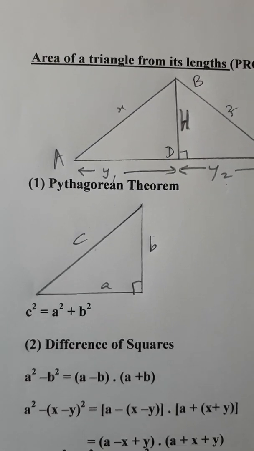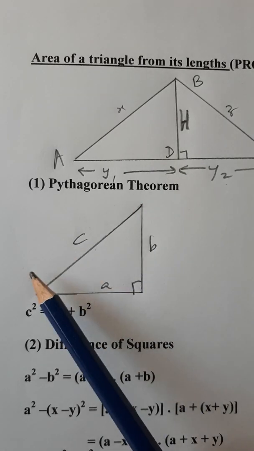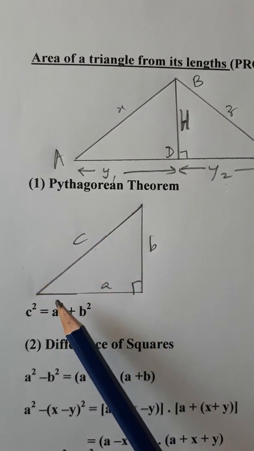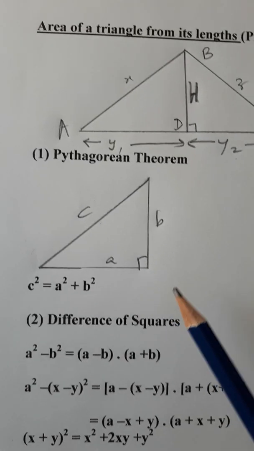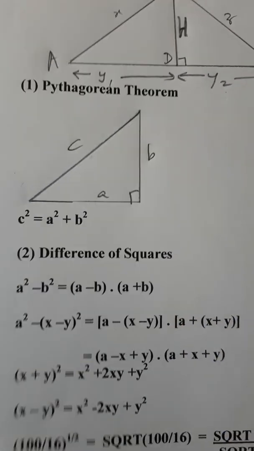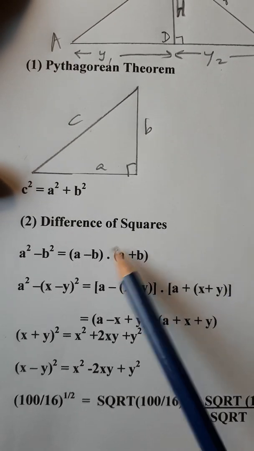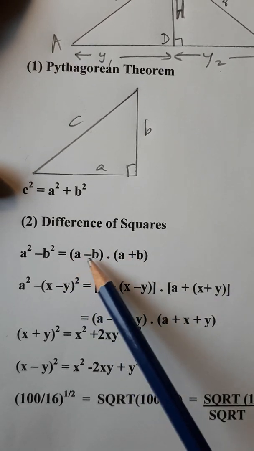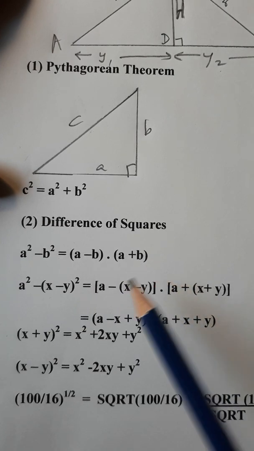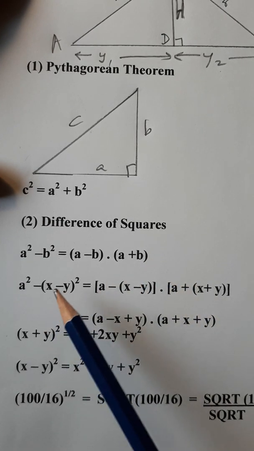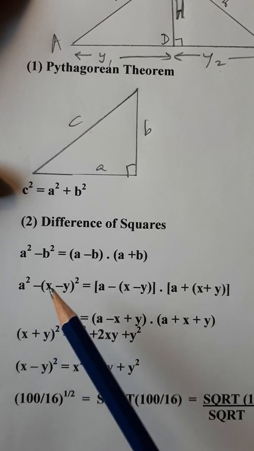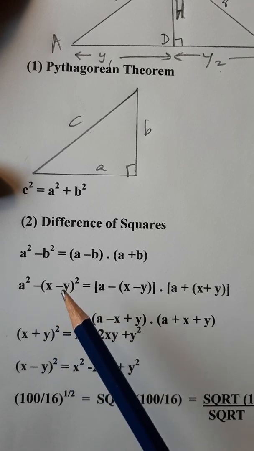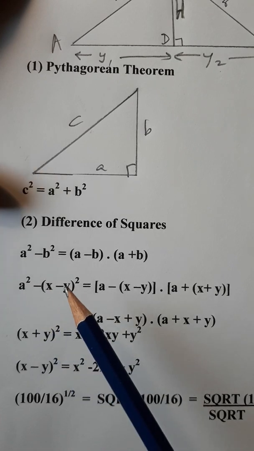In a right angle triangle, you know that c squared, the hypotenuse squared, is equal to the sum of the squares of the legs. And another thing that you must know is difference of squares. a squared minus b squared is equal to a minus b times a plus b. If it appears in a harder way, it's the same thing: this is your a, this is your b. So you get a minus whatever is inside this bracket and a plus whatever is inside this bracket.